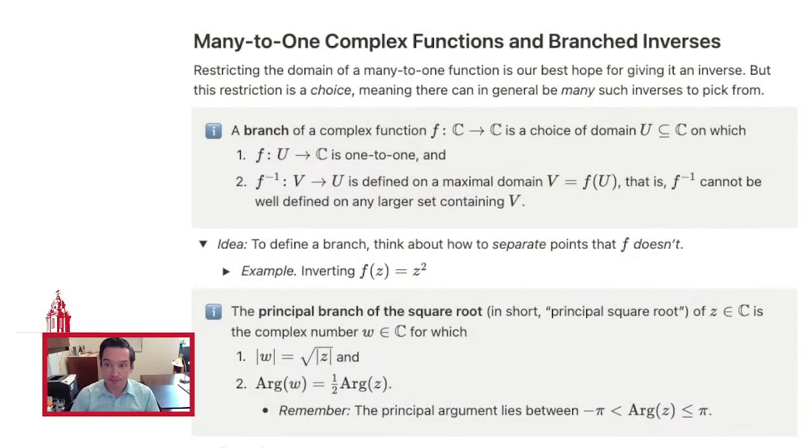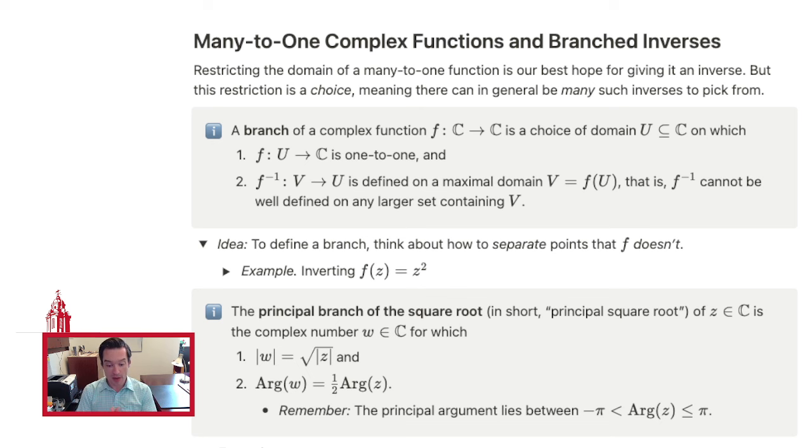To get started, I want to take us back to this idea that complex functions, just like real functions, many of them are not one-to-one. They can be many-to-one, right? And so if we want them to have inverses, if we want to even have left inverses to begin with, we need to restrict them to a domain on which they are one-to-one.